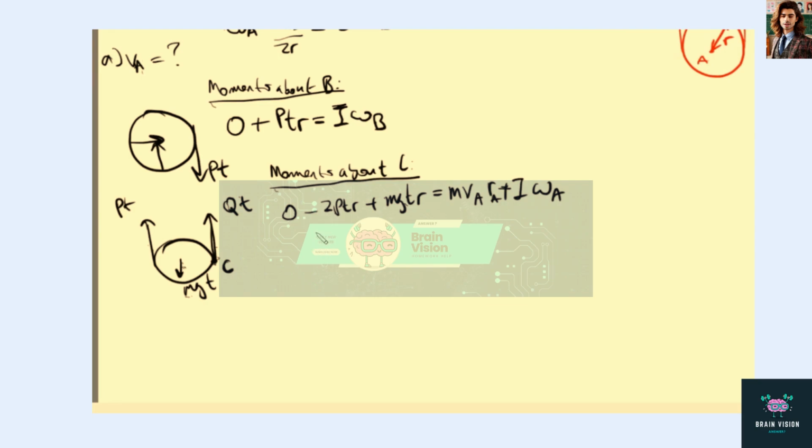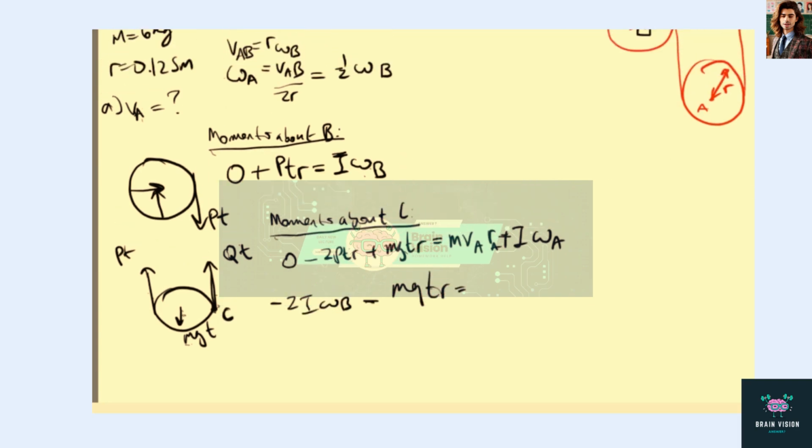So now we have to solve for VA. So let's get to work. We have 2I omega b. So we're subbing in 2I omega b from up here, so that's negative 2I omega b. So now we have minus mgtr is equal to, we're going to sub in the stuff that we know before.